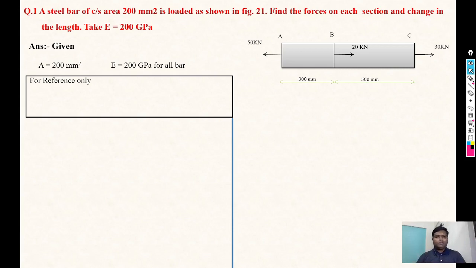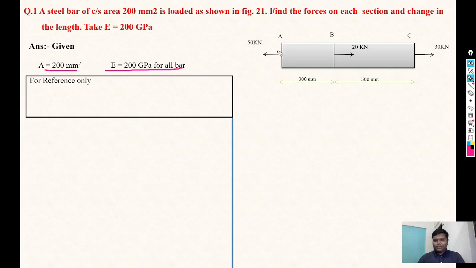First, a steel bar of cross section area 200 mm square is loaded as shown in the figure. Okay, this is figure 21. Find the force on each section and the change in length. Take E equals 200 gigapascal. See, in this numerical they have given first the area, 200 mm square, and E, the modulus of elasticity, is given as 200 gigapascal for all the bars. Okay, throughout the bar the modulus of elasticity is the same.